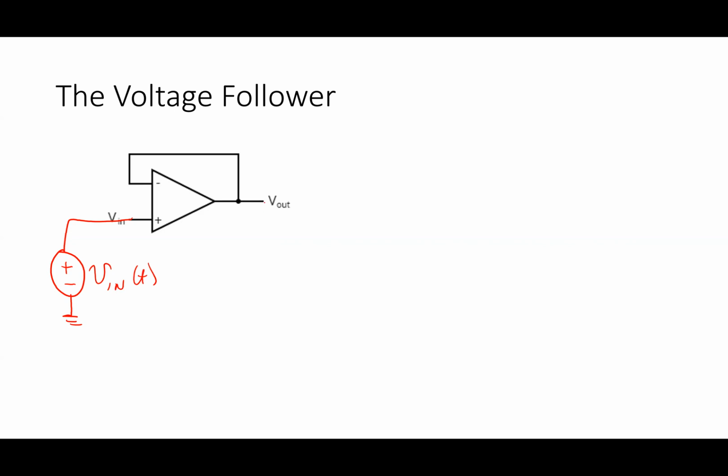V in of T, and I want to measure V out of T. All right, so those are node voltages like that. How would I approach a problem like this one? There's no resistors, no capacitors, nothing in the circuit. Looks like it should be simple. Let's see if it is.